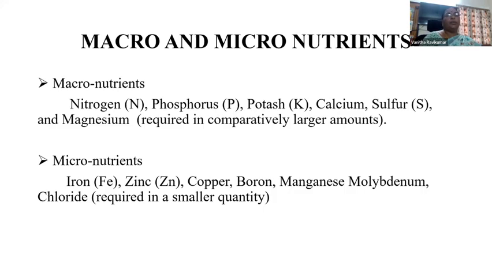These are divided into two types of nutrients. One is macronutrients, another one is micronutrients. Macronutrients means nitrogen, phosphorus, potash. Calcium and sulfur are also macronutrients, required in comparatively larger amounts than micronutrients. Micronutrients means iron, zinc, copper, boron, magnesium, and molybdenum, chloride. These are required in smaller quantities by the plants.